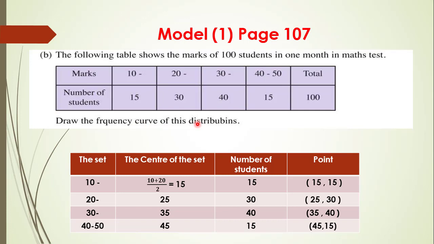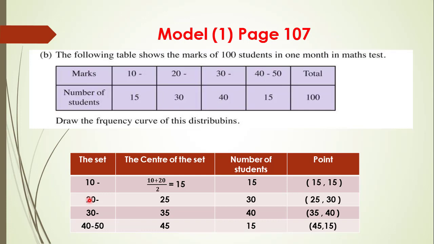we need to draw the frequency curve, so we will form a new table containing the center of each set and the points. So the first set is from 10 to 20. The center means the point in the middle of this set. From 10 to 20, the middle point will be 15. If you don't know it directly, you can use the rule: upper limit plus lower limit over 2. The upper limit here is 20 plus 10 over 2. So 10 plus 20, 30 over 2 equals 15.